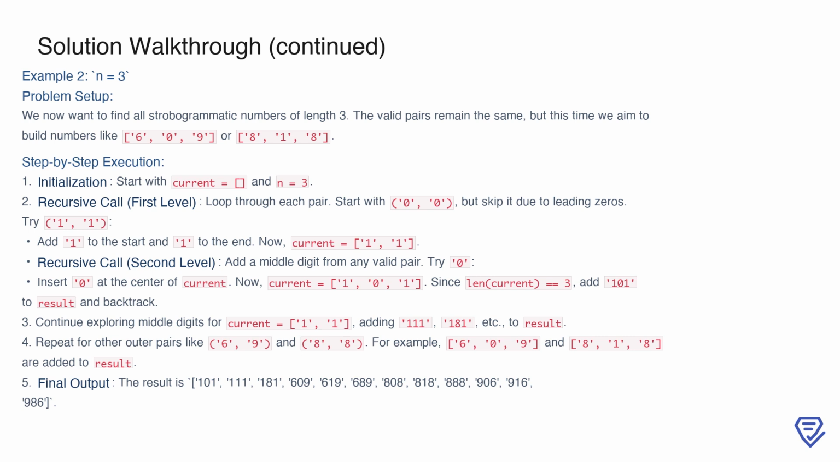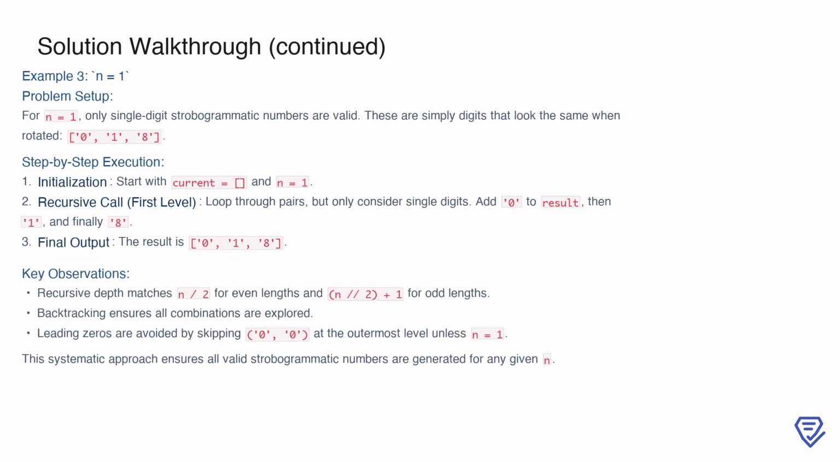Eventually, we generate all valid strobogrammatic numbers of length 3, resulting in 101, 111, 181, 609, 619, 689, 808, 818, 888, 906, 916, 986. For strobogrammatic numbers of length 1, only single-digit numbers that appear the same when rotated 180 degrees are valid. These are simply 0, 1, and 8.